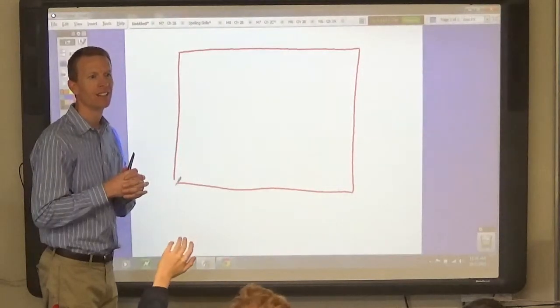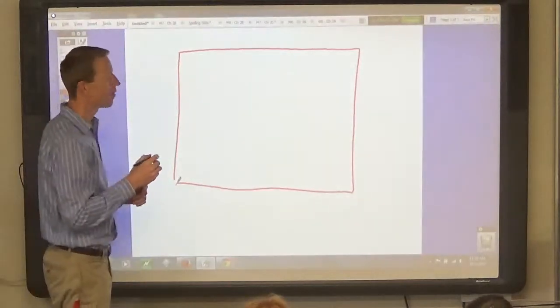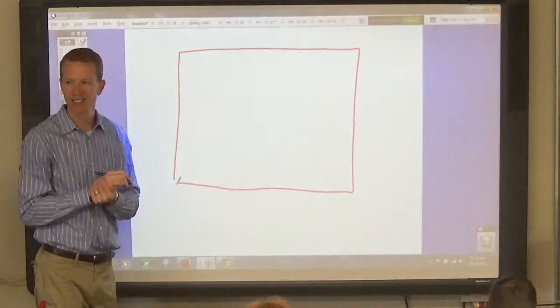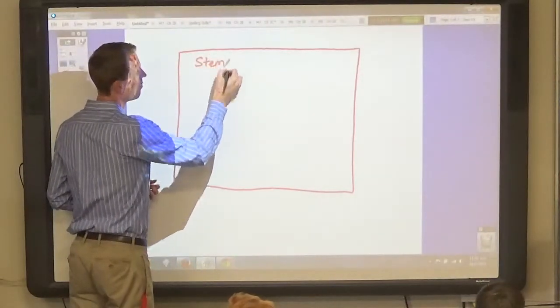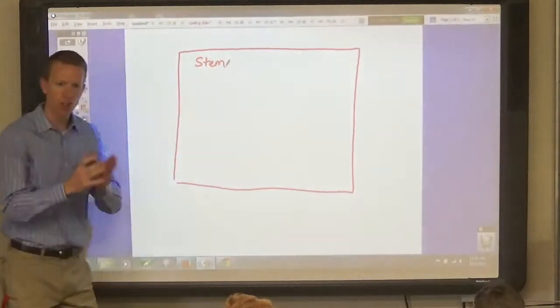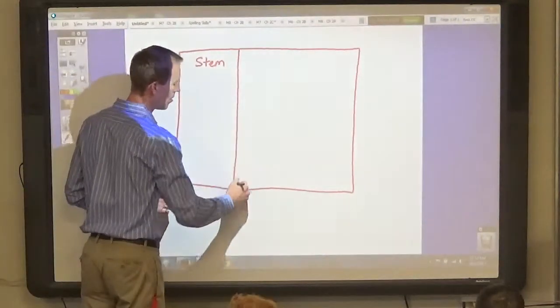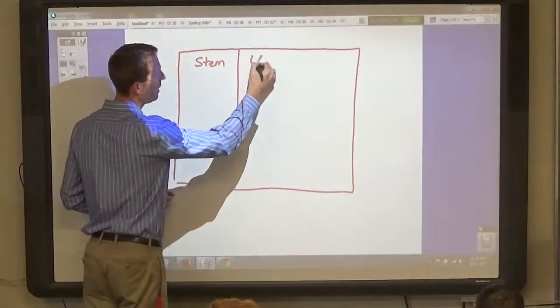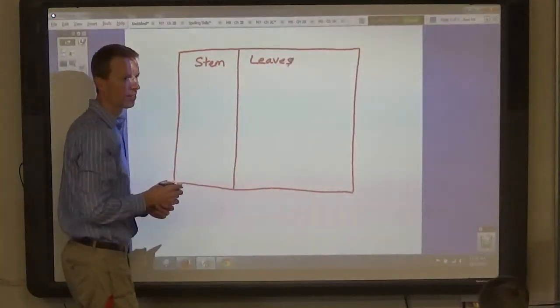Jen? Stem and leaf graph. What is it called? Stem and leaf graph. Do you know what that looks like? Yeah. All right. So the stem in a stem and leaf graph is the first numbers, and the leaves are the last numbers.